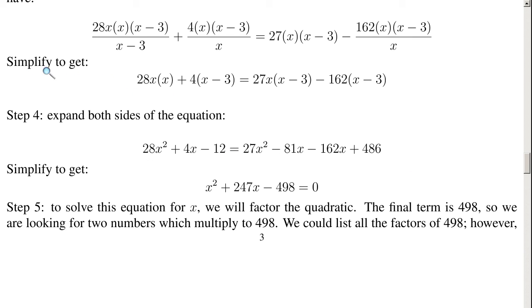Okay, so what can I do to simplify? I have x minus 3 over x minus 3. Cancels. Which means I just have 28x. Here, this x cancels with this x, so I just have 4 times x minus 3. Over here, there's no denominators, so this is just 27x times x minus 3. And then for the fourth term, there's the x canceling with the x, leaving you with negative 162 times x minus 3. So this is our equation now.